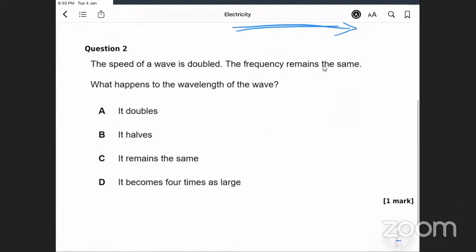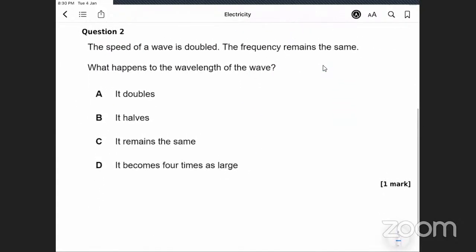Question 2 says, the speed of a wave is doubled. The frequency remains the same. What happens to the wavelength of that wave? A, it doubles. B, it halves. C, it remains the same. Or D, it becomes 4 times as large. What is my answer?